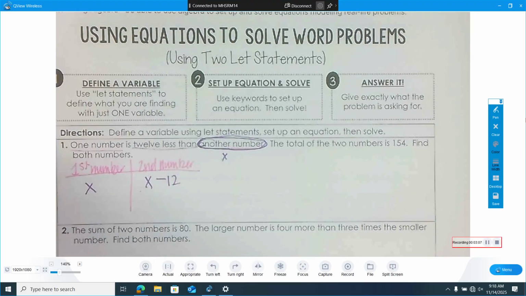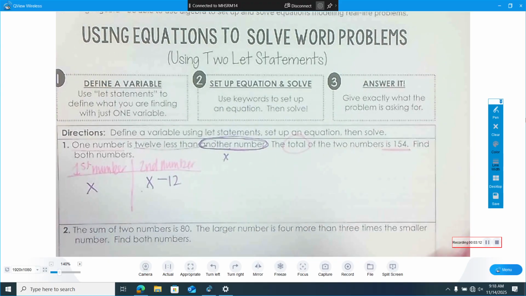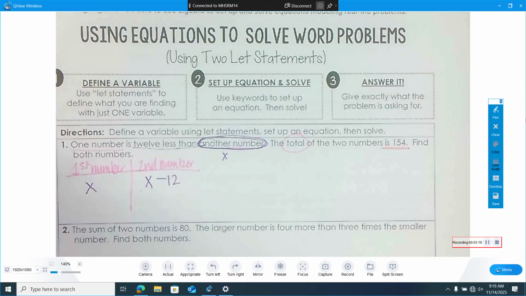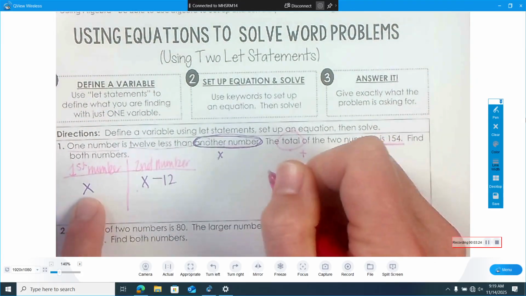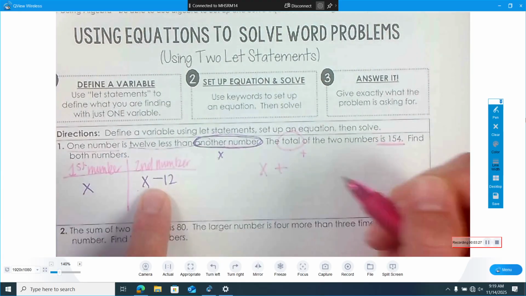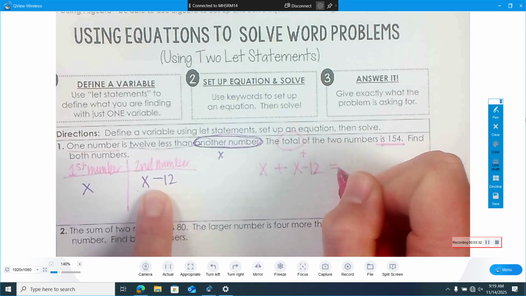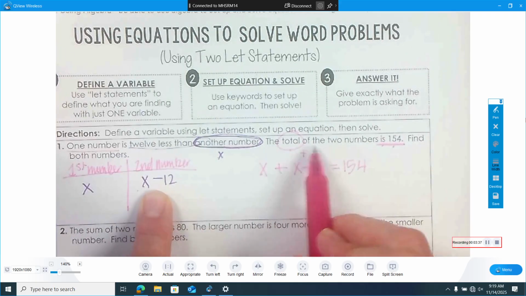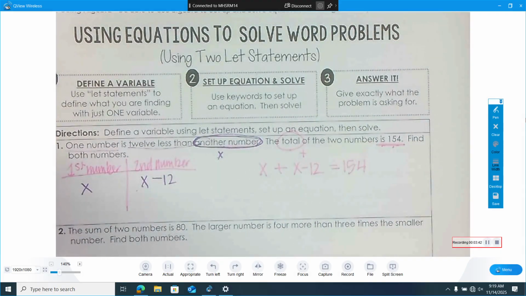And it says then, the total of the two numbers is 154. What do we need to do if they tell us we have a total? Well, the total means we're going to add some stuff together. So we're going to add our first number plus our second number, x minus 12, and it is 154. All right, that's what it says. The total of two numbers is 154. That's what we did yesterday, right? And lots of stuff with equals 154 or equals something.